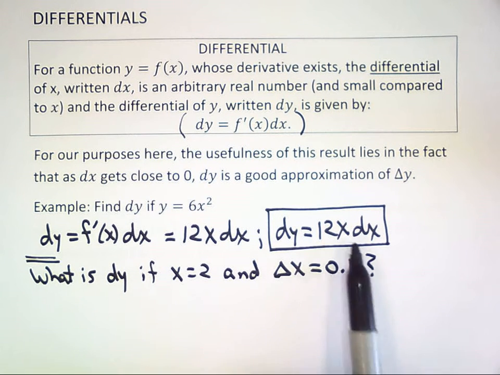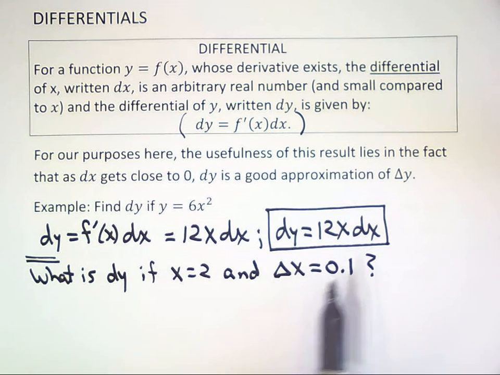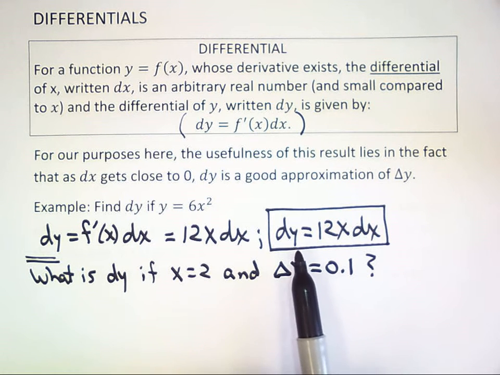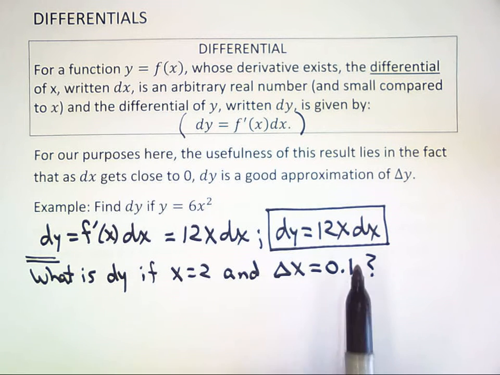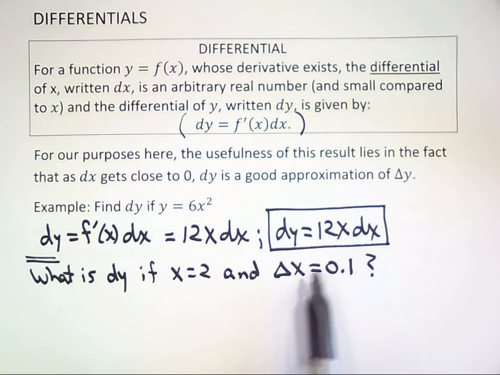So the differential is here, but if I tell you particular values of x and delta x, then I can calculate an actual numerical quantity for dy. And also, I'll say this again, although I've said it before, dx and delta x are the same thing.